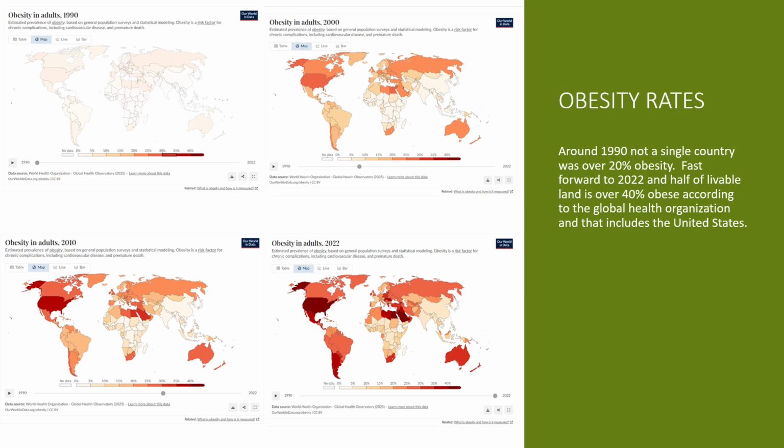On here, we can see obesity rates. These 4 charts taken in 1990, 2000, 2010, and then 2022 show the scale to which obesity is on the rise globally. If we want to hone in particularly on the US, you can see a deeper and deeper shade of red, meaning higher and higher levels of obesity. In 1990, not a single country in the world was over 20% obesity. That has changed a lot. As of 2022, we are over 40% of the world.